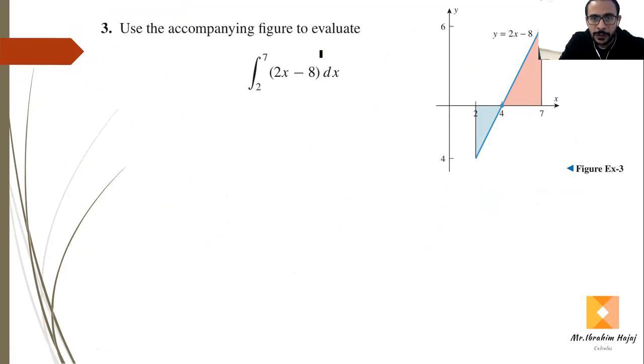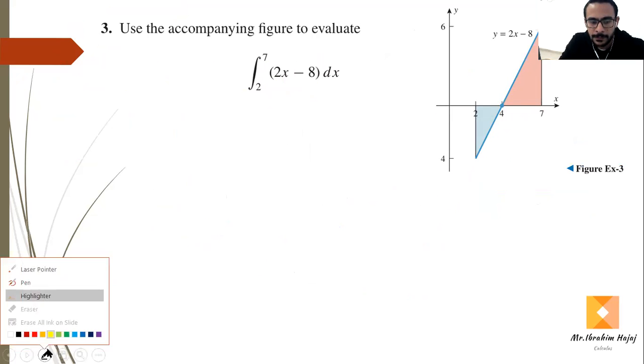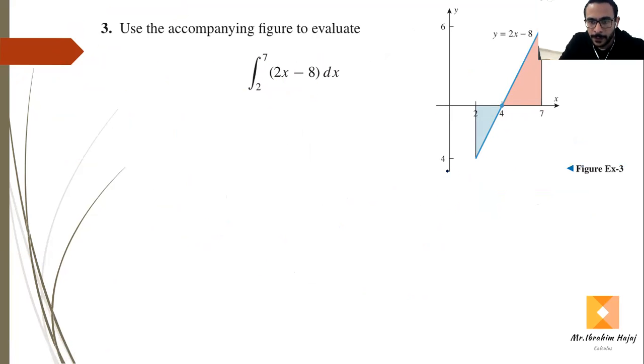Use the figure at the right to evaluate the integral from 2 to 7 of 2x minus 8 dx. When you sketch the graph, the line 2x minus 8 should pass through negative 8. You move to negative 8 and come here at negative 8. But it only needs the part from 2 till 7, so take only the 2 triangles that you see.